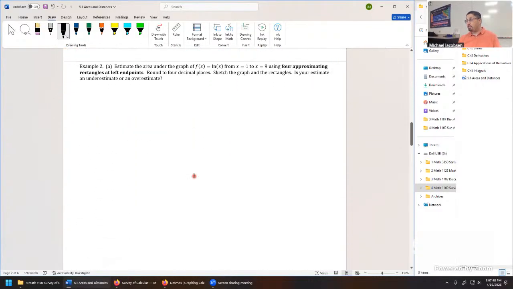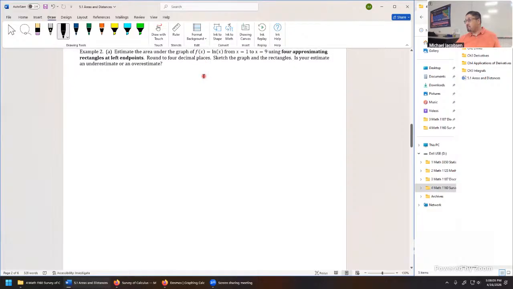So example 2, we're going to do 2 parts. First one, it says, use 4 approximate rectangles at left endpoints. And we're going to find the area under the graph f of x equals the natural log of x from 1 to 9. Round to 4 decimal places.